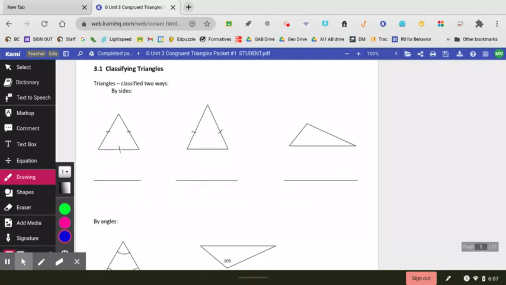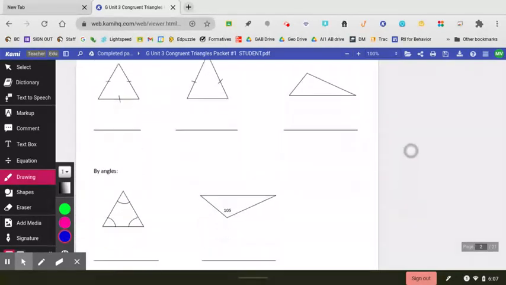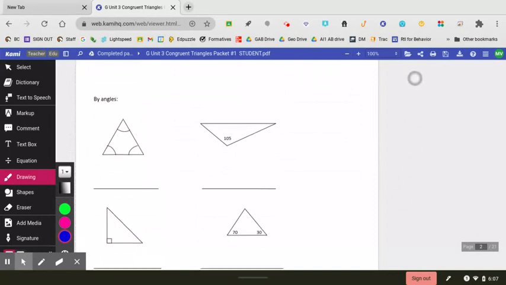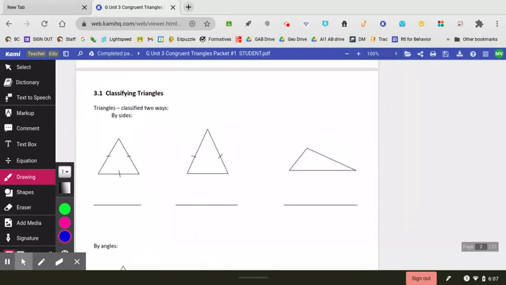So I want you to actually pause. I know it's the very beginning of the video, and see if you can name these 7 triangles. The top 3 I want you to name by sides, and the bottom 4 I want you to name by angles. So pause and try to name them, and then come back.